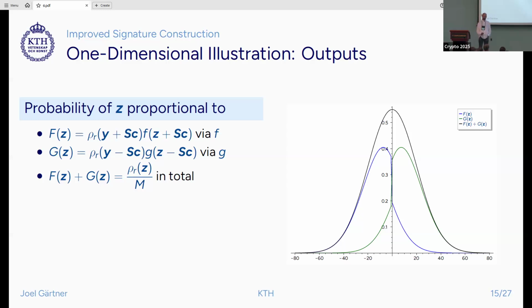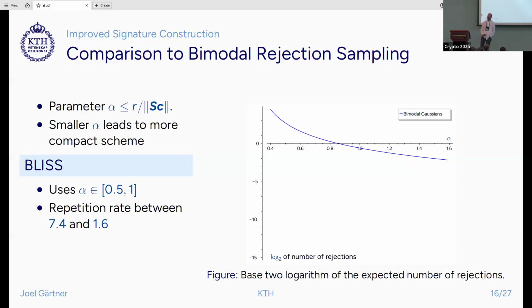And for the performance of the new reaction sampling, we can compare it to the reaction sampling of Bliss, or the bimodal reaction sampling. As with our scheme, the bimodal reaction sampling also depends on a parameter alpha, which is upper bounded by R over the norm of SC. For Bliss, they use a parameter alpha that's between 0.5 and 1, corresponding to a repetition rate between 7.4 and 1.6. And here to the right, we have the logarithm of the expected number of reactions for the bimodal reaction sampling of Bliss as a function of alpha plotted.